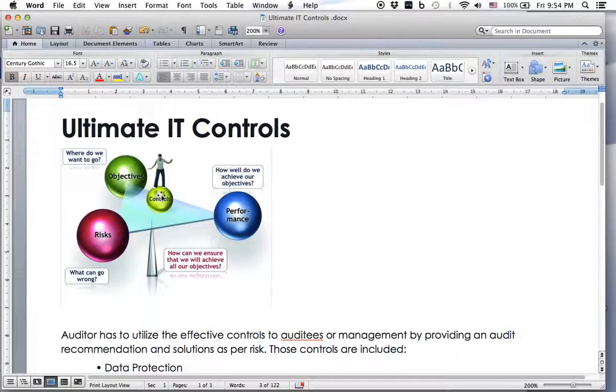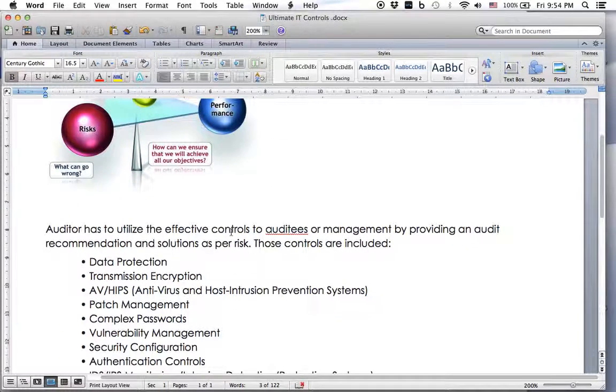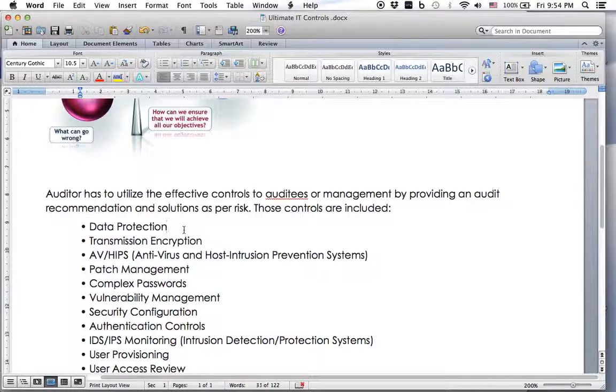So when we put the control in place, we make sure that the controls are sufficient and workable to mitigate the risk, to speed up the performance, and to achieve all the objectives set by the management or by the organization. So the auditor may provide advisory in terms of control assurance to the committee and management by resolution or recommendation. One is data protection. For data protection, we refer to the CIA security framework to ensure that data could not leak to unauthorized persons or to the public. The next is transmission encryption.